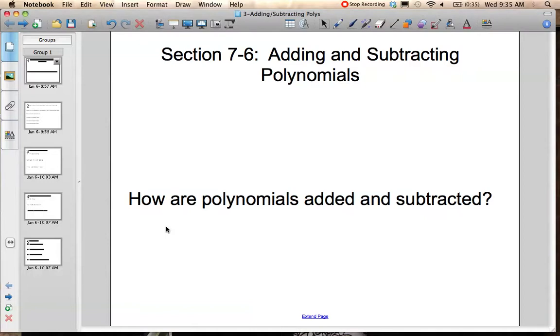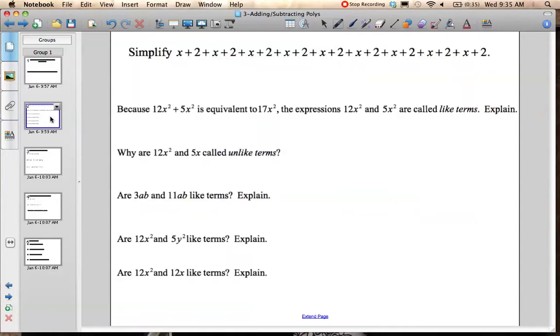Alrighty, so last time we were multiplying, dividing. We've done a lot of those things already. So today we move on to adding and subtracting polynomials. And I think we've done this before, so let's just do a little warm-up. Look at this first expression.